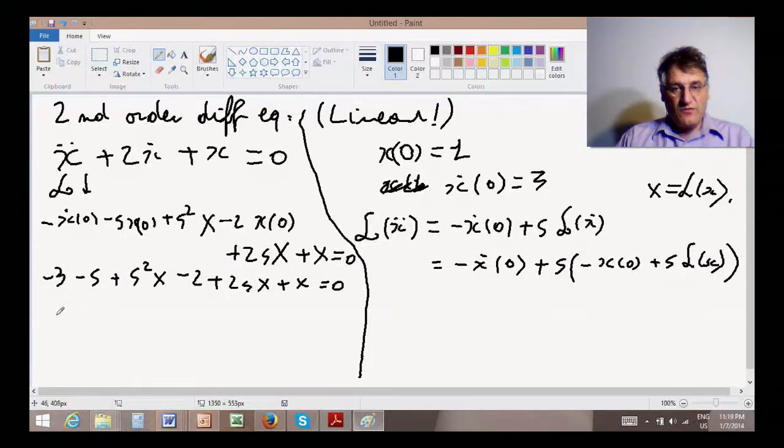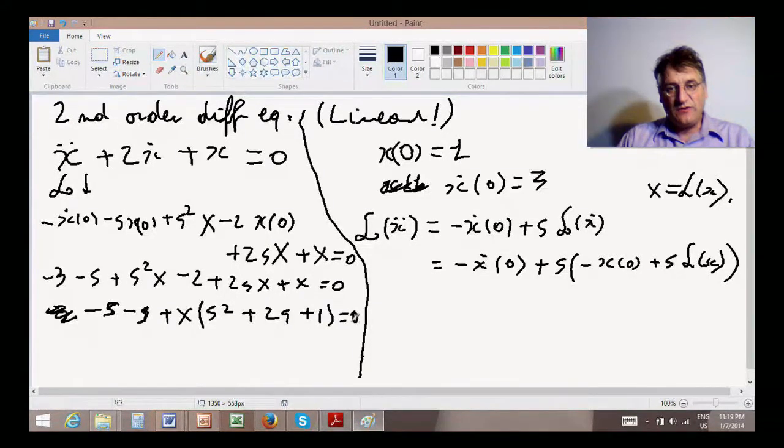Or we can factorize the x and the s's and we obtain 3 minus s minus 2, so that's minus 5 minus s plus x. Okay, so let's face it, my 5 looks like an s and my s looks like a 5. Plus x times s squared plus 2s plus 1 is equal to 0.